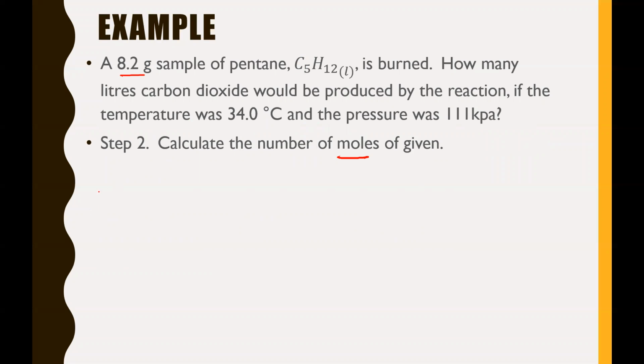So let's start by finding the molar mass of pentane. That's 5 carbons, so 5 times 12.01, plus 12 hydrogens, so 12 times 1.01. And that's going to equal 72.17 grams per mole.